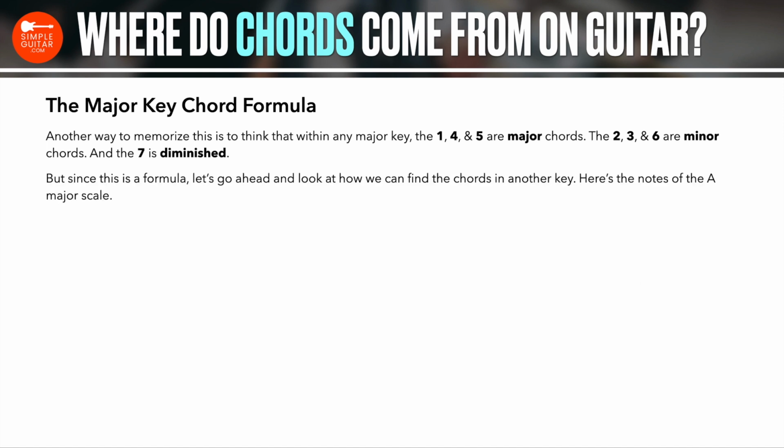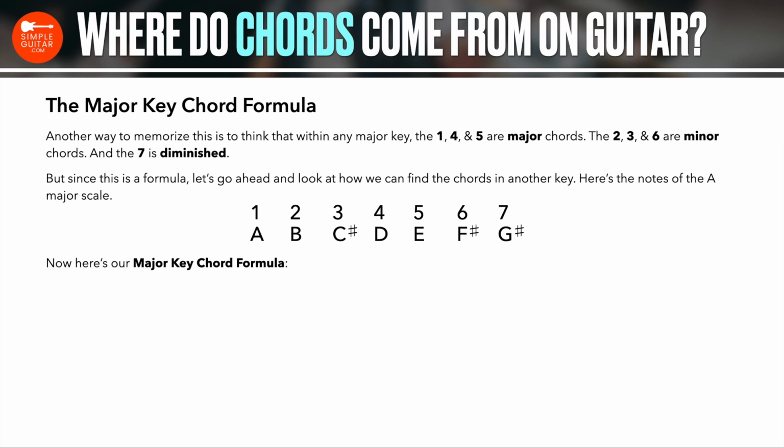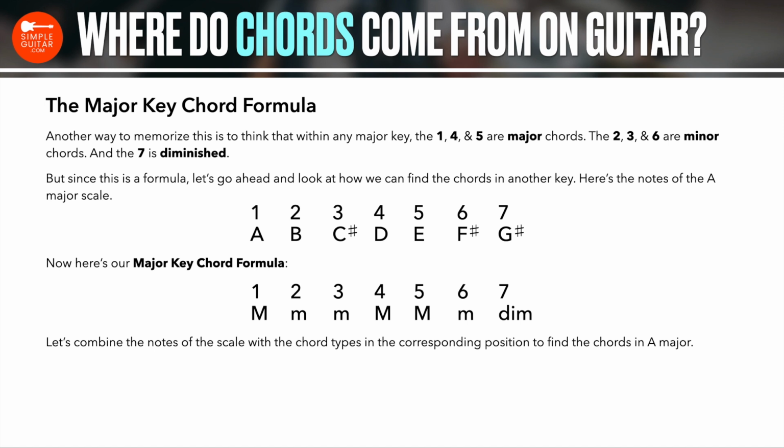But since this is a formula, let's go ahead and look at how we can find the chords in another key. So here's the notes of the A major scale. So we have A, B, C sharp, D, E, F sharp, G sharp, okay? Now here's our major key chord formula. Major, minor, minor, major, major, minor, diminished. So these are the kind of chords that we would build on top of the notes of the scale. So let's combine the notes of the scale with the chord types in the corresponding position to find the chords that are in A major.